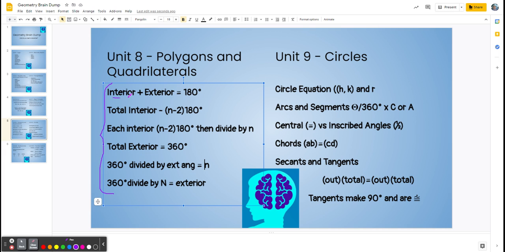Dang. Remember, interior plus exterior equals 180. You got to read these words carefully. The total of the interior is n minus 2 times 180. Each interior is n minus 2 times 180 divided by n.